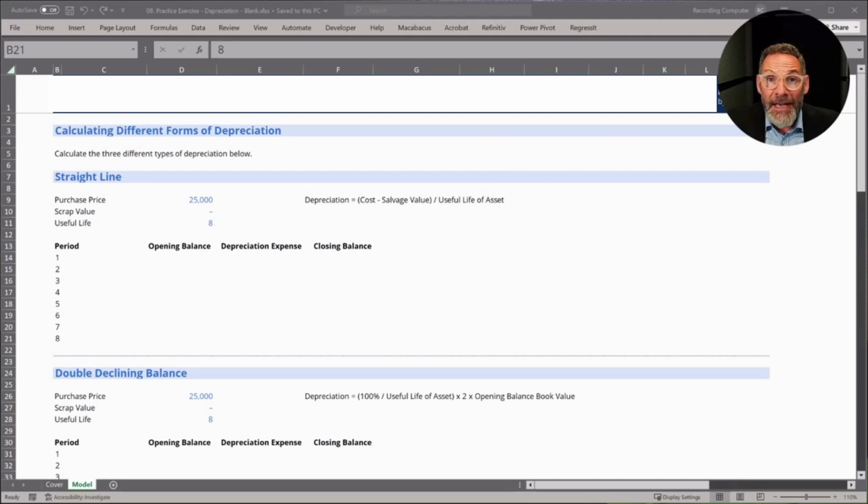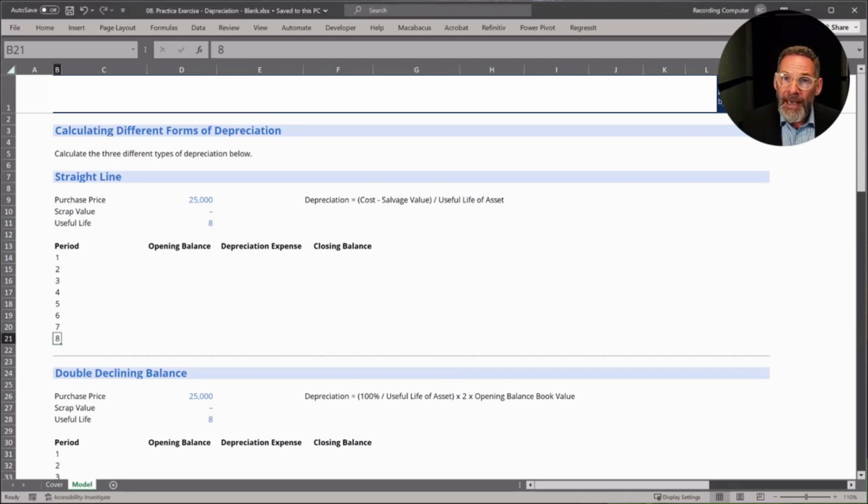Okay, let's actually calculate depreciation together so we can practice getting the calculations right. I encourage you to speed me up or slow me down and work through this with me. And then I want you to have a go on another spreadsheet, try to complete that, and then I'll debrief it with you. So let's work through 3 types of depreciation and the calculations.